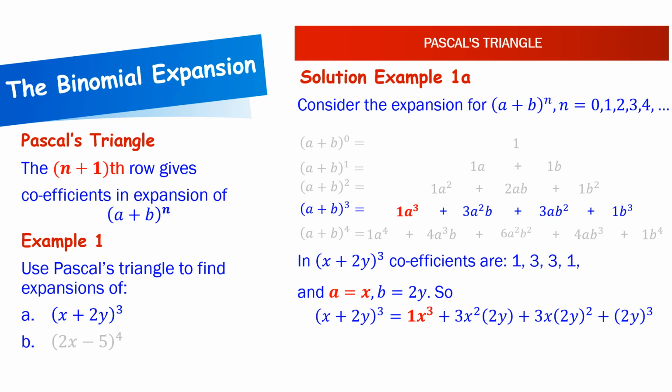And doing so gives us the expansion 1x^3 + 3x^2 times 2y + 3x times (2y)^2 + (2y)^3. And tidying this up gives us x^3 + 6x^2y + 12xy^2 + 8y^3.